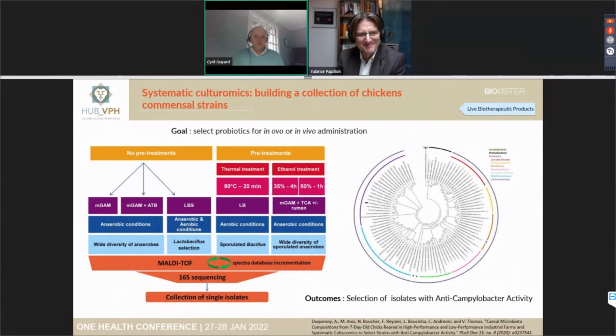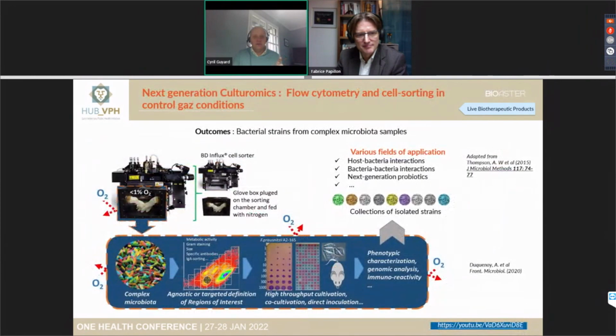Last solution, the classical culturomics. We work with Boehringer Ingelheim in this case, and we could isolate with classical culturomics anti-campylobacter activity for in vitro and in vivo administrations. Next generation is this one. We now have a pipeline to do next generation culturomics, with automated anaerobic conditions. With this, we can really speed up our discovery of new probiotics.